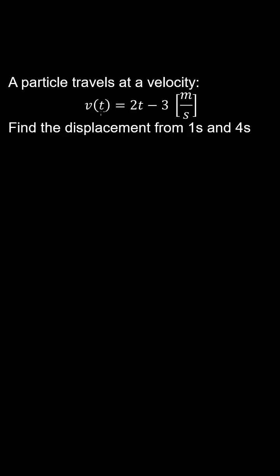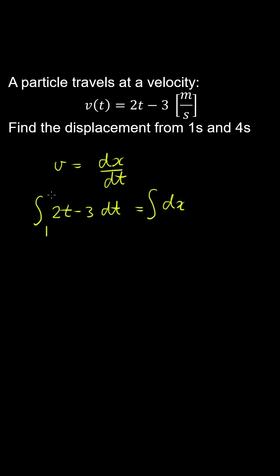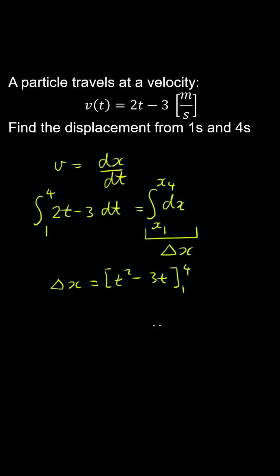A particle travels at a velocity given by the following function, and we're asked to find the displacement from 1 to 4 seconds. Well, the velocity is the rate of change of position with respect to time, and if we substitute for the velocity and separate the variables, we obtain the following expression, which we can integrate on both sides. So from time t equals 1 to 4 seconds, we obtain a position at 1 and 4 seconds. And this here is basically the displacement between 1 and 4 seconds, which is equal to t squared minus 3t evaluated from 1 to 4 seconds. If you evaluate this, you're going to get 6 meters.